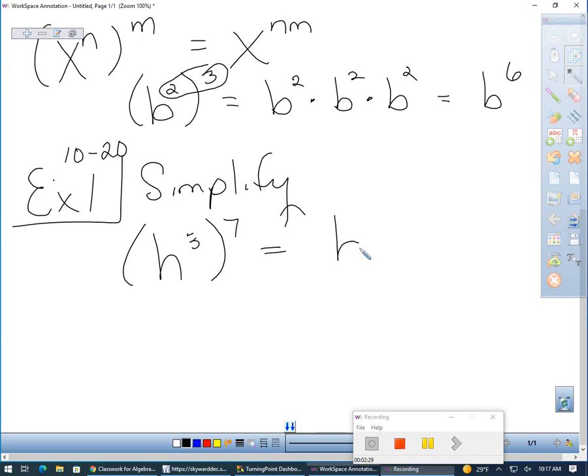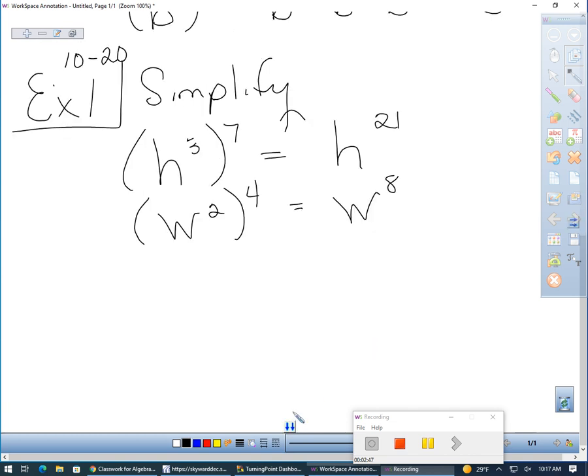That's going to give me h to the what? 21. Just multiply those exponents together. Let's say I have w to the 2nd raised to the 4th. W to the 8th. Very good. Let's say I have a to the 1/2 raised to the 6th. 3, a to the 3rd. So just because it's a fraction, do the rules change? No, we're still going to multiply them.